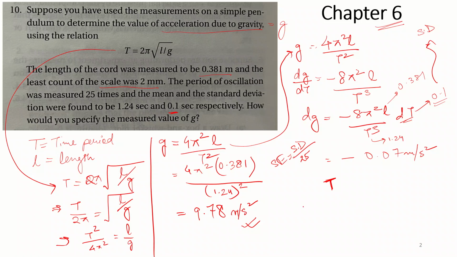So the length also has an error of 0.381 plus minus 0.02 meter. Okay, so these two errors you have to incorporate in that using the division rule that we told.